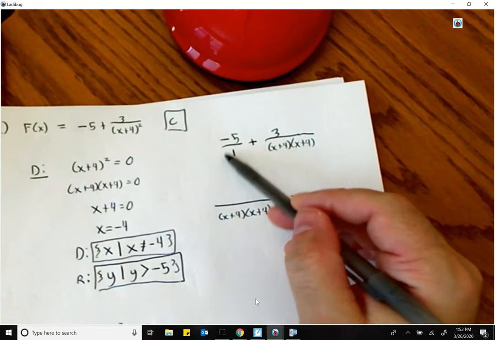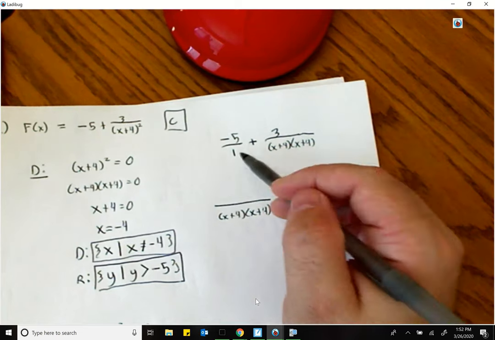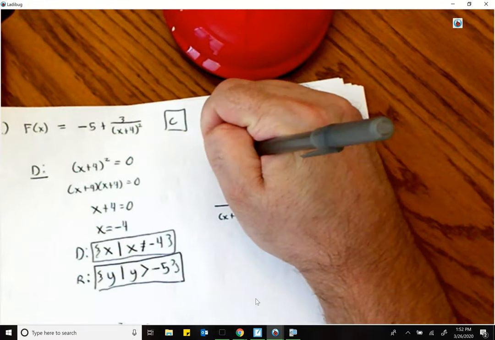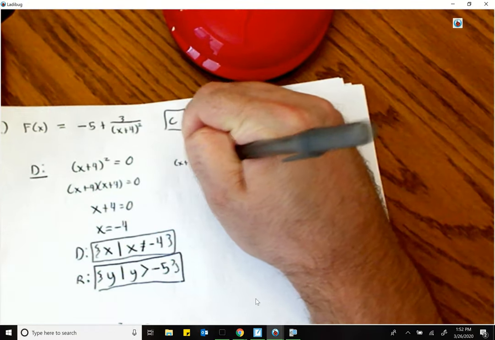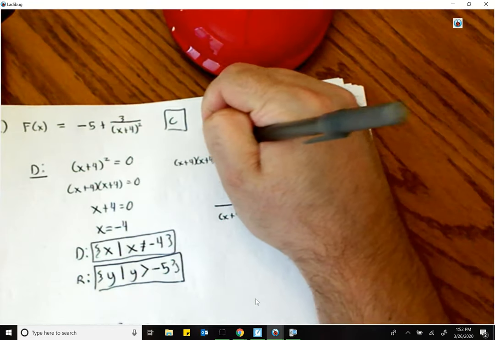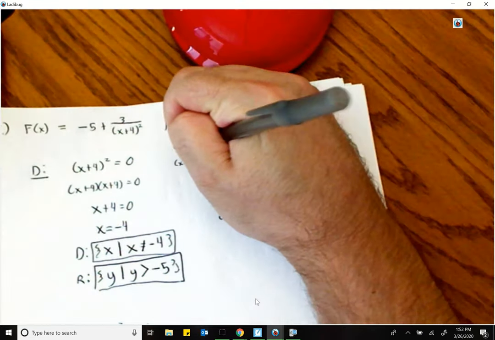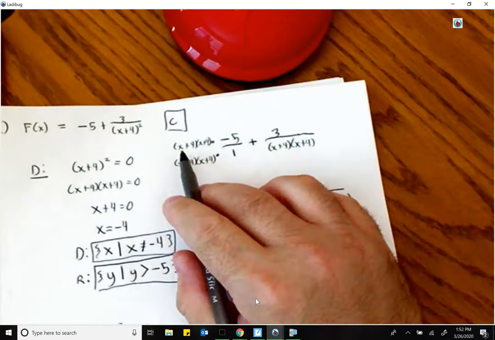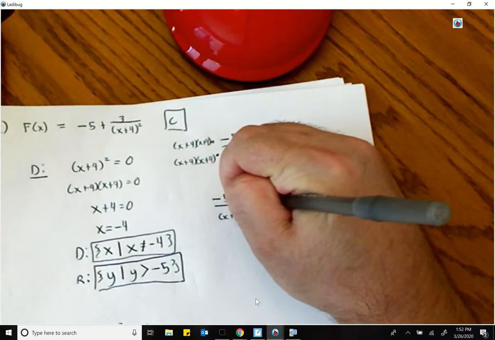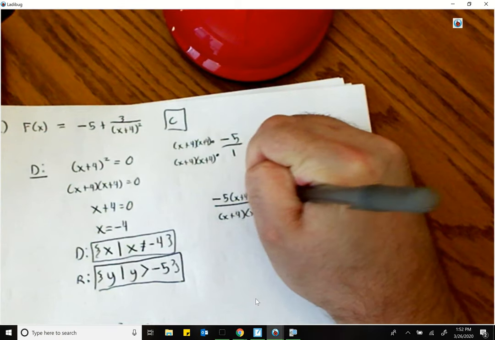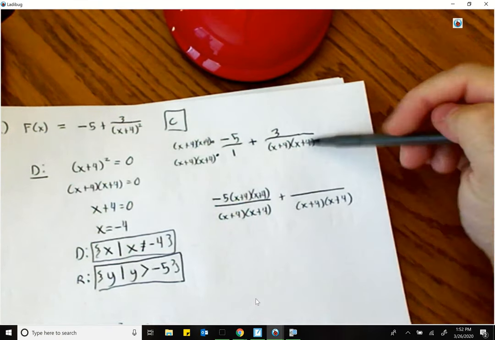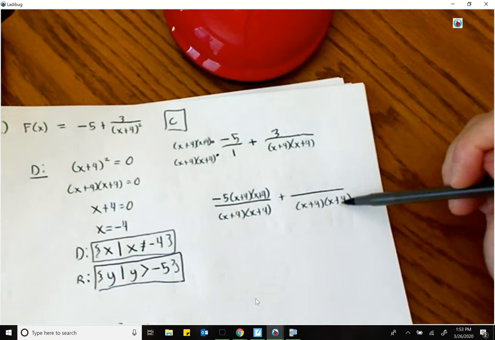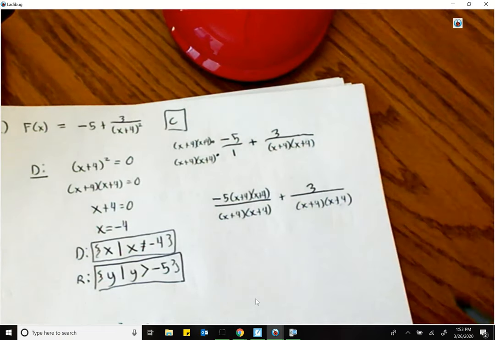So here's the denominator I currently have. Here's what I need. So what am I going to multiply 1 by to get (x + 4)(x + 4) up here? I'm going to multiply it by (x + 4)(x + 4). And if I multiply the denominator by that, I have to also multiply the numerator by it. So up here in the numerator, I have negative 5 times (x + 4)(x + 4). Over here, I have (x + 4)(x + 4). I need (x + 4)(x + 4), so it matches. That means the numerator is going to stay the way it is because they already match.